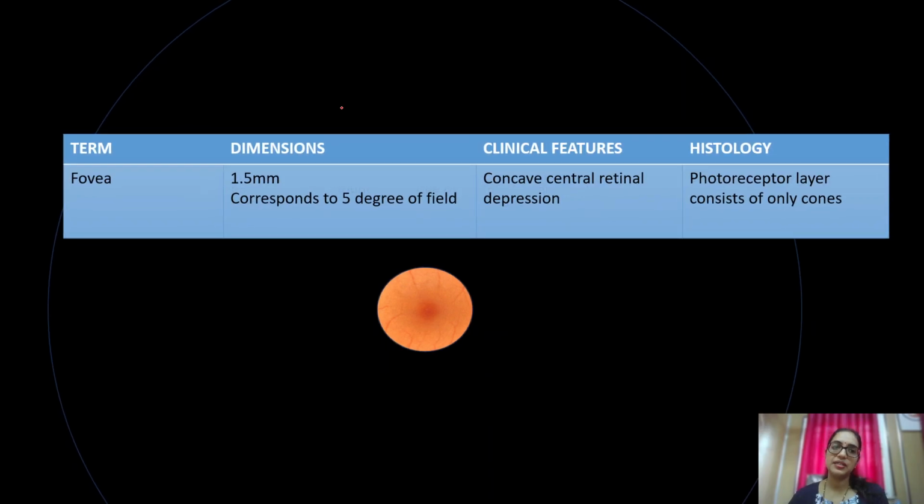Then the fovea, which corresponds to around 1.5 mm of the center of the retina and 5 degrees of the visual field. Very important for a crisp visual acuity and color vision. It is seen ophthalmoscopically as a concave central retinal depression, and it contains only cones. There are no rods in fovea.